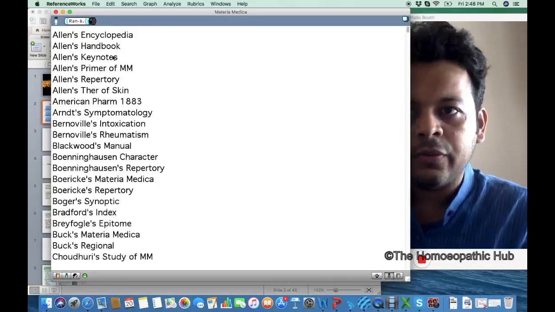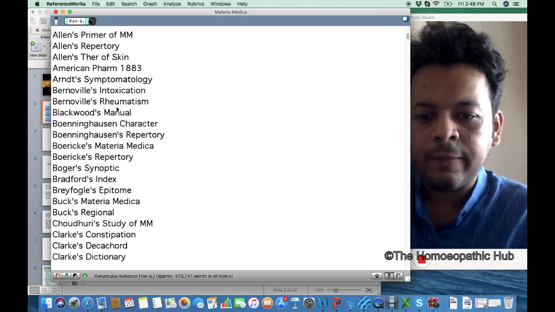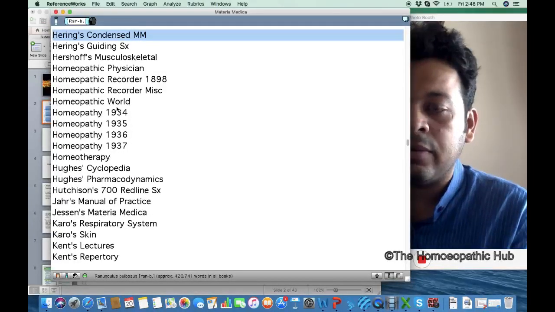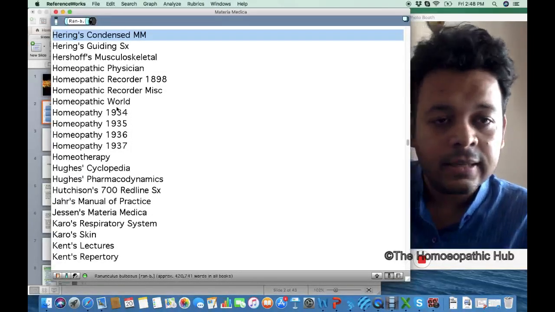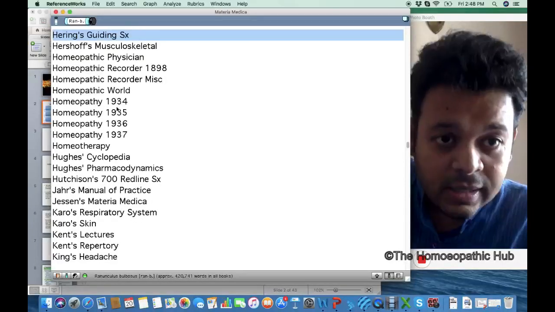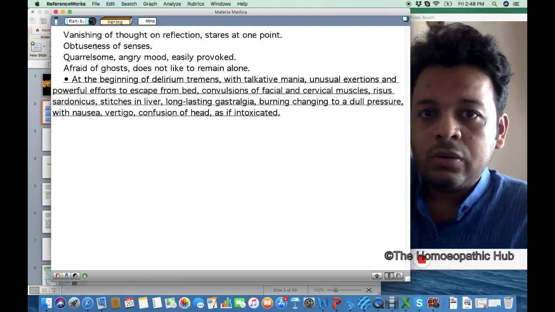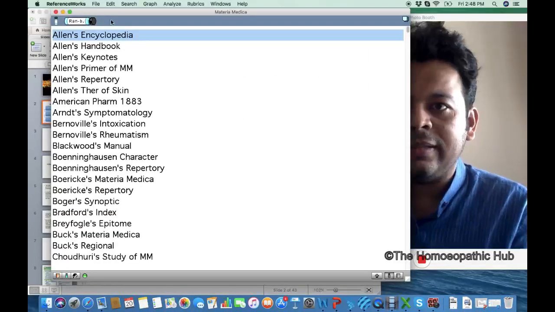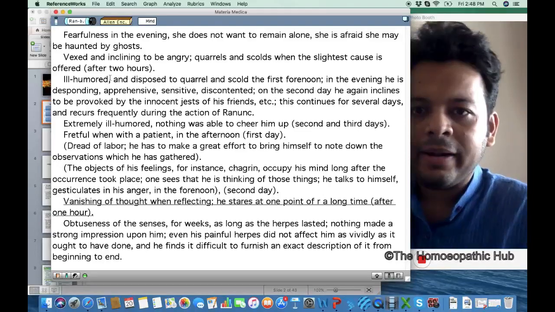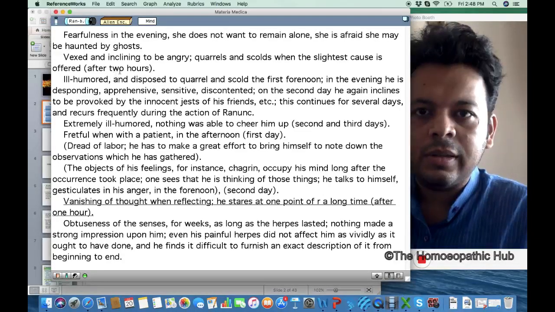So you can see ranunculus bulbosus, and to understand the rubric in depth, you have to go into the provings. One of the provings is Hering, another proving is Allen's Encyclopedia, another is Hahnemann's Materia Medica Pura, and Stephenson has done the proving again. Let's open Allen's Encyclopedia, for example, from Mind. Very interesting, you'll see. Look at what is written.